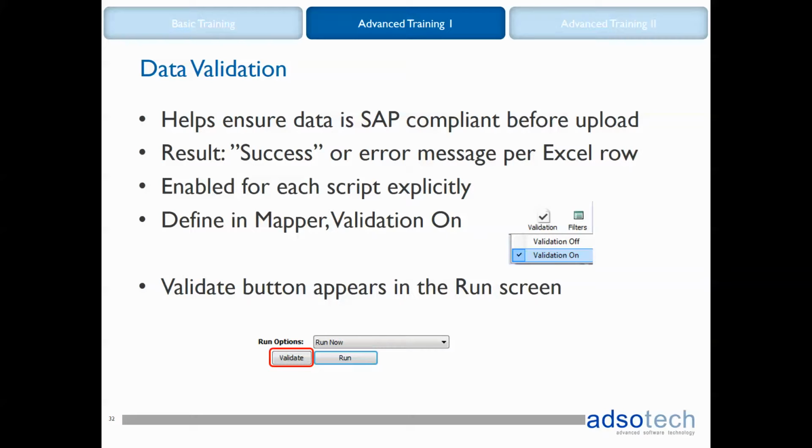And if everything's a success, then we can go back and click run and get the updates done in SAP as well. But since we have two different buttons, there's always a choice. Do I actually want to run validation, or do I want to actually run the whole script and do the update in SAP? So I always get that choice.